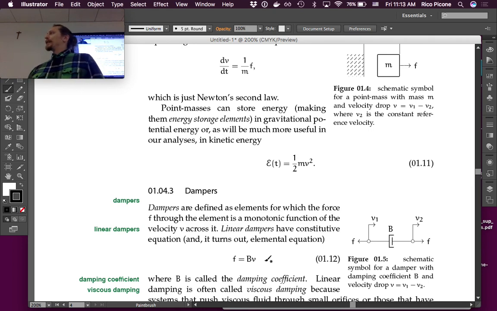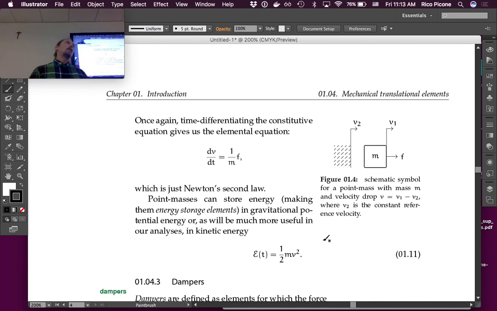Springs were a little more interesting, complicated. But let's think about a point mass. We already talked a little bit about this, but what type of thing is that going to represent for us, a point mass? Sorry? Yeah, so it could be an object that we're projecting.